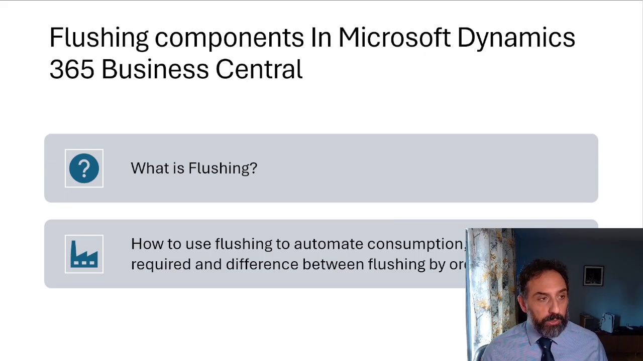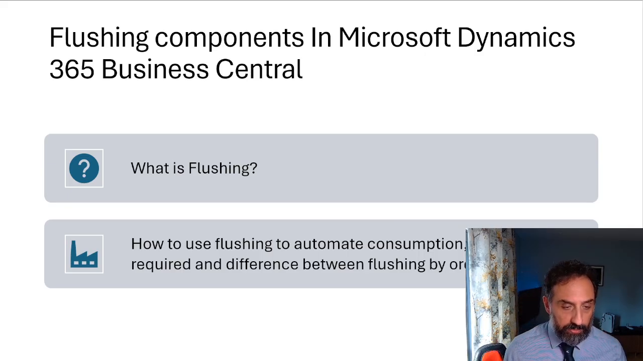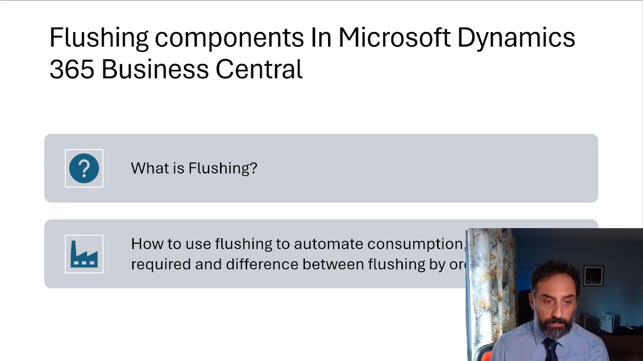So today we're going to learn about flushing components. Flushing is the automation that allows us to automatically consume components in Business Central. We will learn what flushing is and how to use it for the automation. We will also look at benefits, configuration required, and the different types of flushing methods in Business Central.